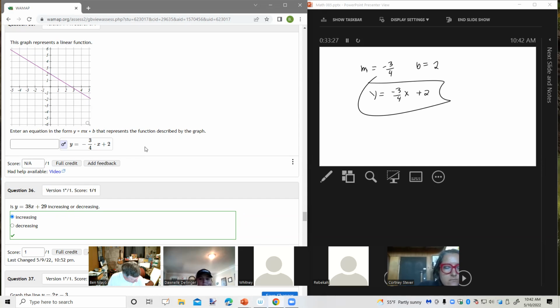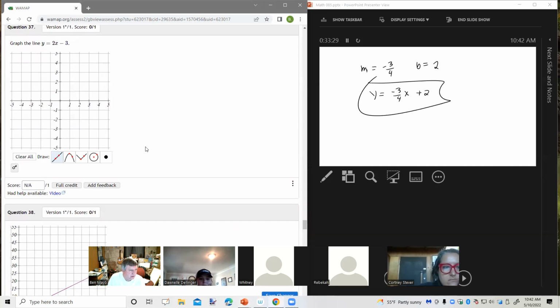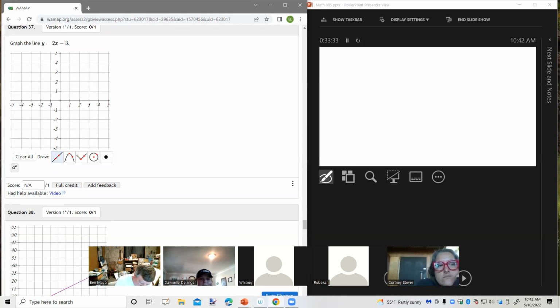All right. Coming up next is 37. Graph the line y equals 2x minus 3. So the slope is 2 and the y-intercept is -3. So I'm going to start at a y-intercept of -3. And then from there, I'm going to go up 2 and over 1 to reflect the slope.